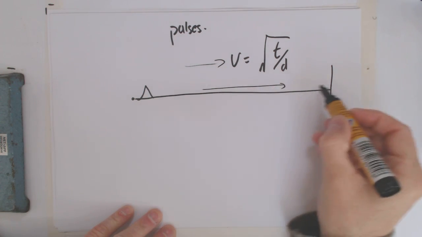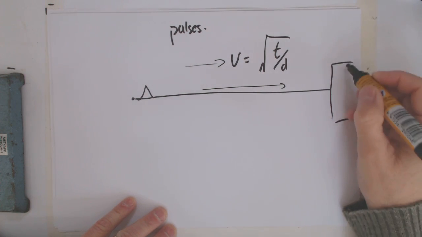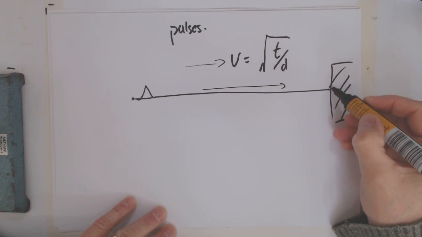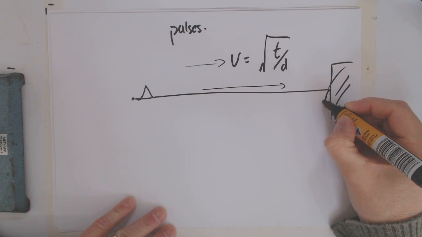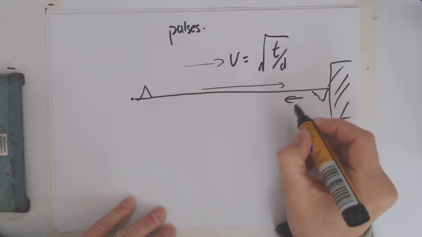It speeds along there and it hits the wall. Now the wall's this big solid. It's going to pull up on the wall, but the wall is going to pull down on the string. And so what's going to happen is the pulse is going to be inverted.